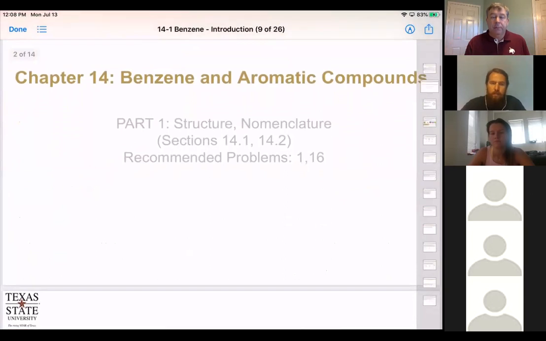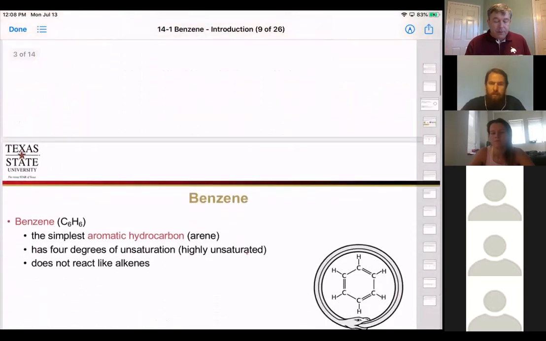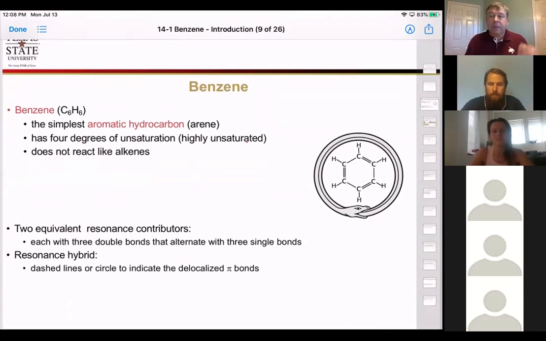Benzene and aromatic compounds. In the early days of chemistry, they started classifying things as hydrocarbon or not a hydrocarbon. Then they started classifying things by degrees of unsaturation. If you have a fully saturated hydrocarbon, you have as many hydrogens on as you can.